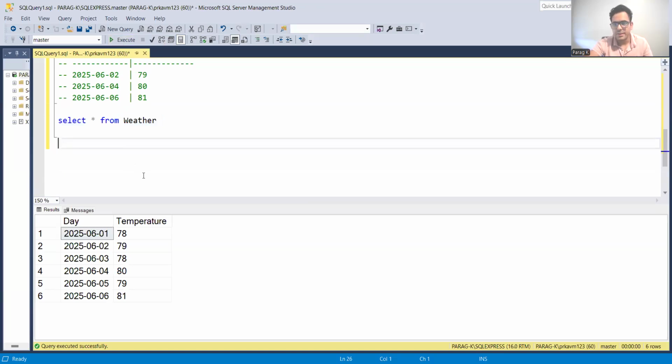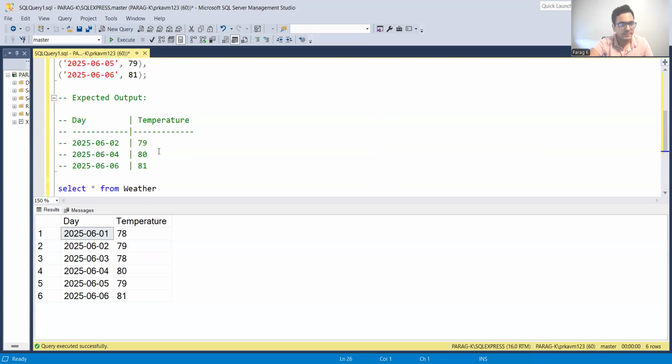Now, as usual, if you guys have not been following me, pause the video right now, and go ahead and try it out. And then we'll come back and you can figure out what the solution looks like. So let's go ahead and see what the expected output is. It's basically expecting a day and temperature, similar to what they already have here.